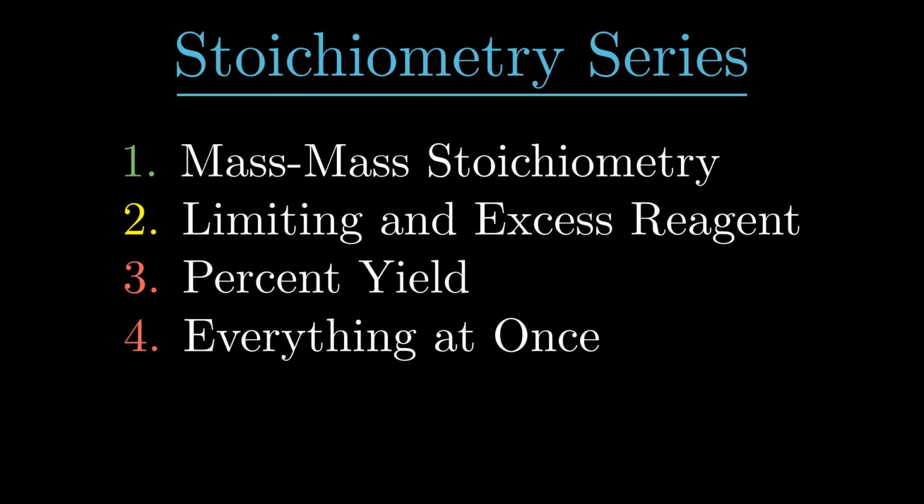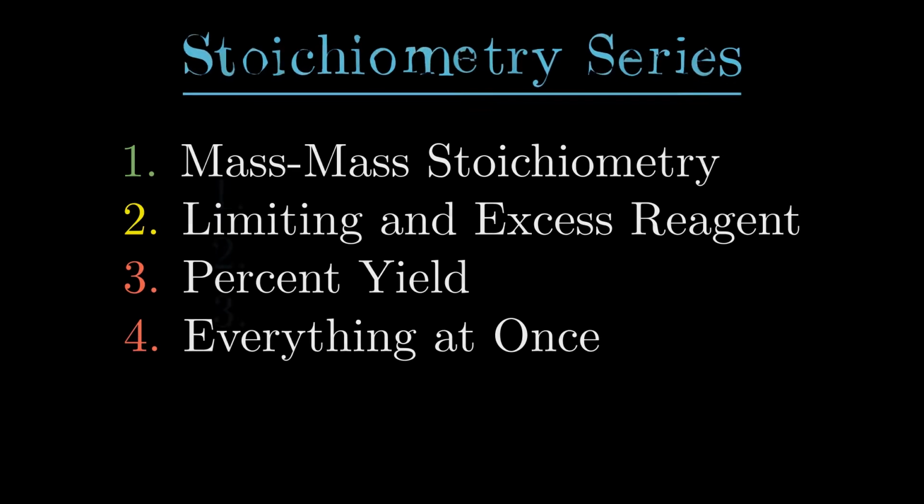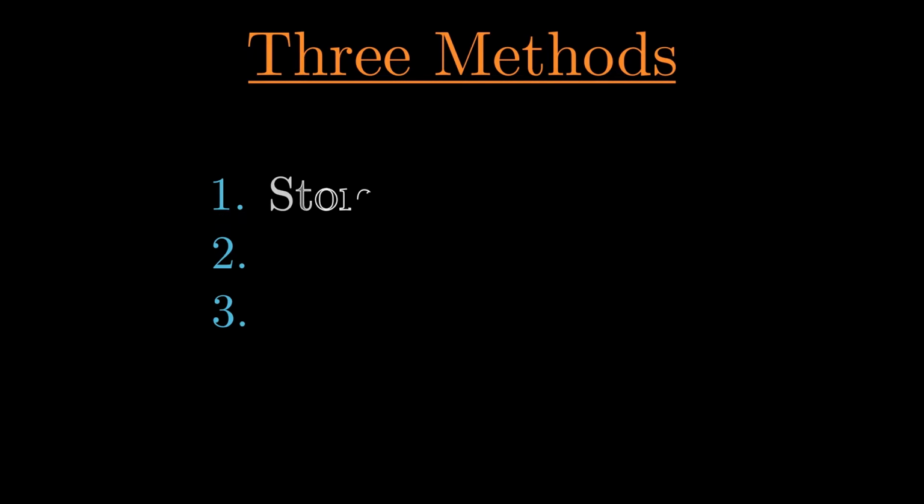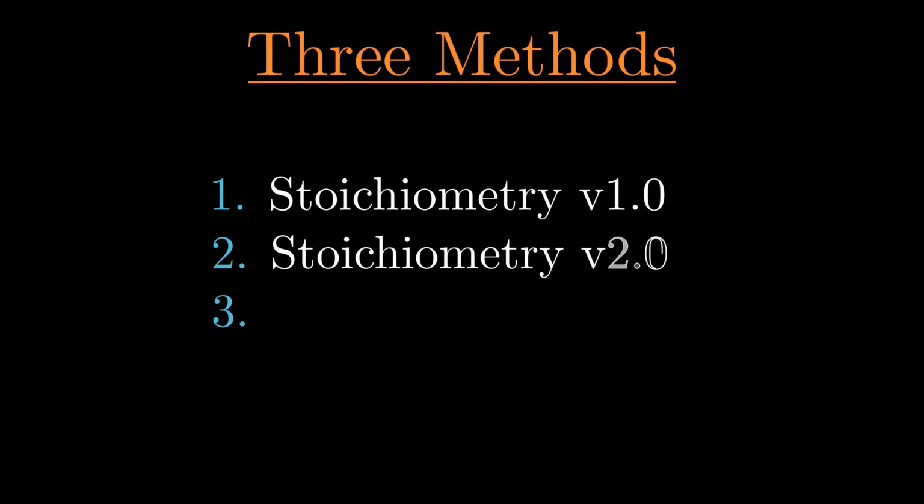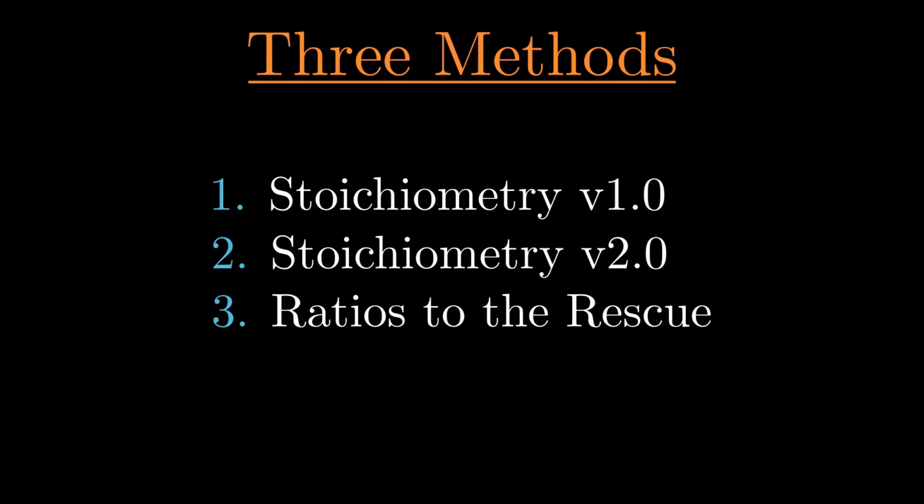This one covers limiting and excess reagents. I'm going to lead you through three different methods of finding them. The first uses stoichiometry exactly as demonstrated in the first video, and the second requires a slight twist. The third and final one involves a clever use of ratios.